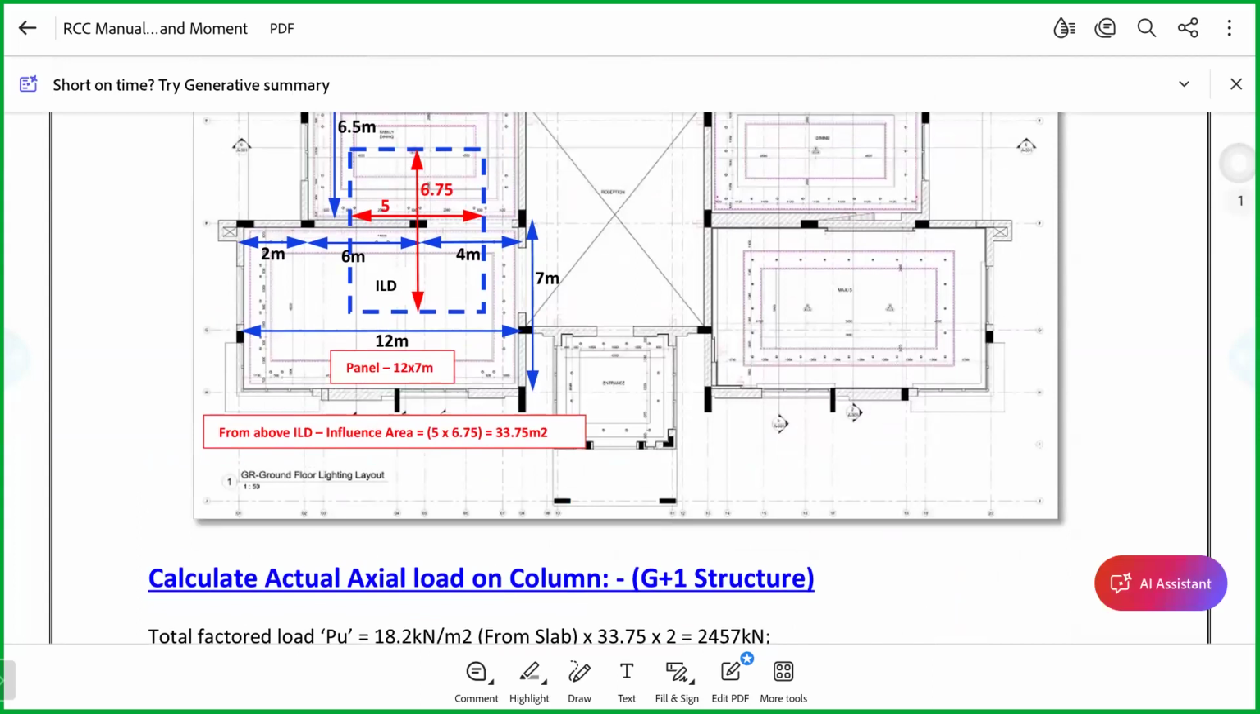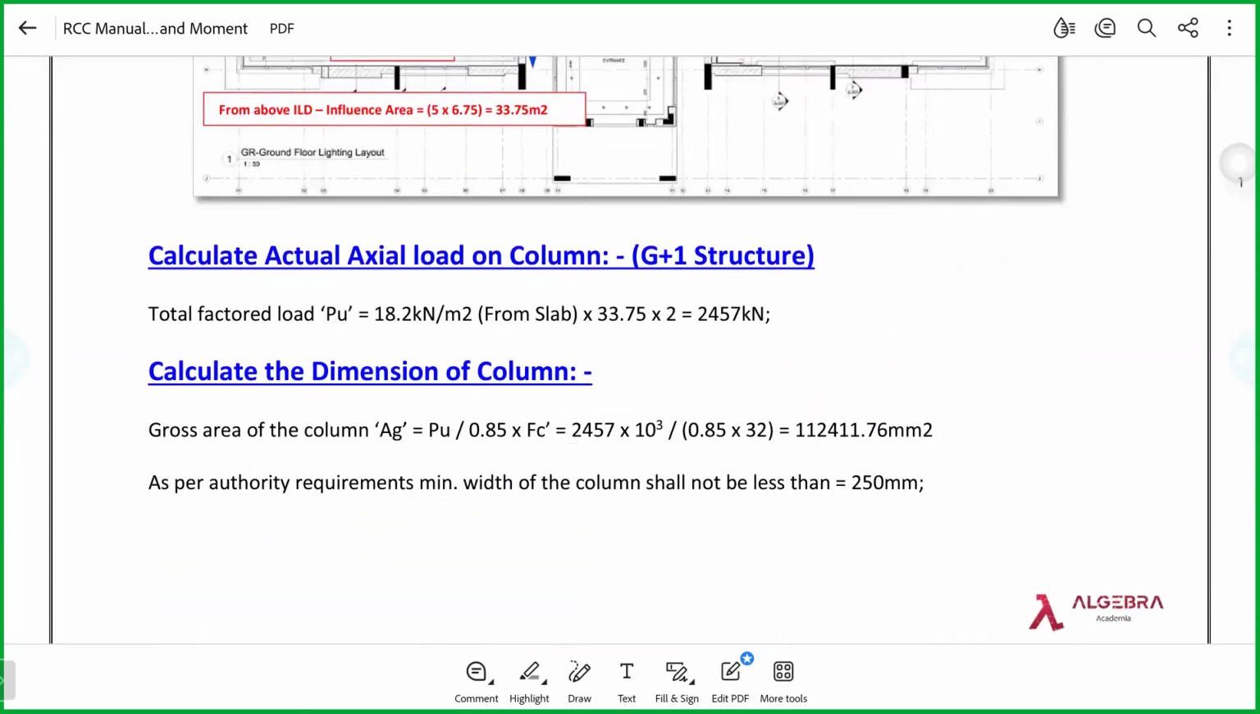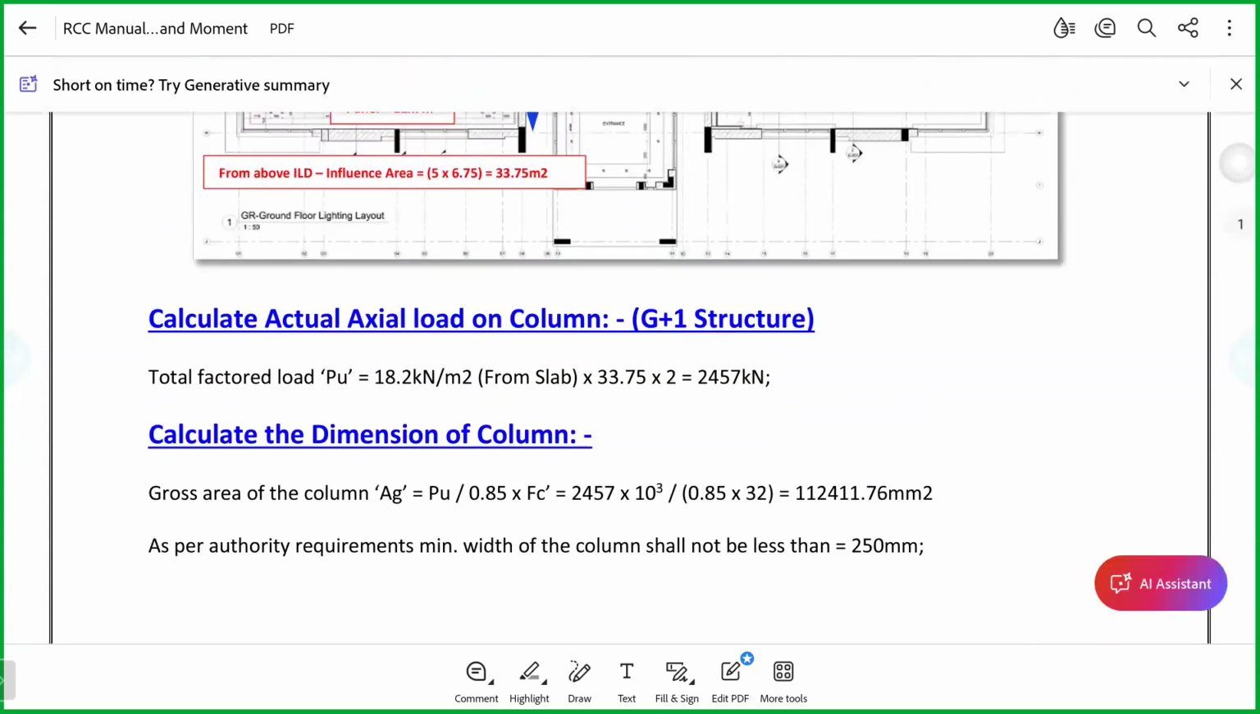These we already discussed, the influence area and everything, so I don't want to repeat it again. These are all the same. Going back here, assuming it's a G+1 structure. Total factored load, because it is a continuation: 18.2 kilonewton per square meter from slabs, multiplied by 33.75, which is the influence area.